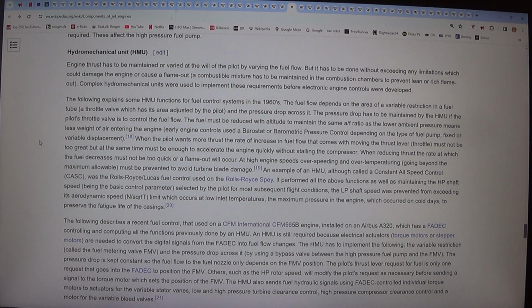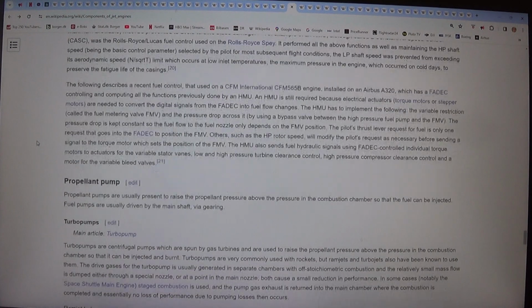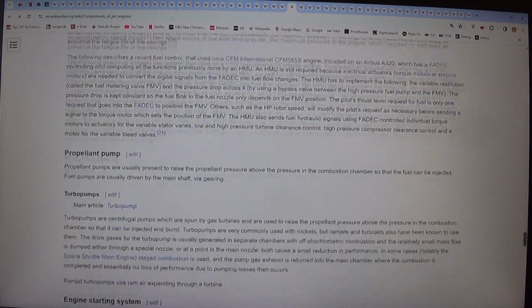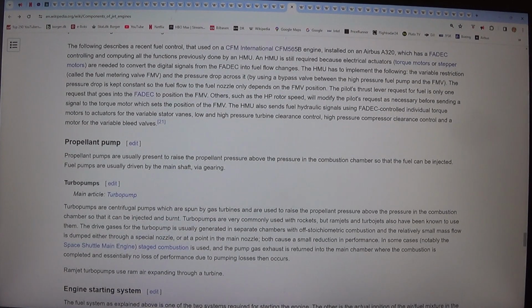The following describes a recent fuel control that is used on a CFM International CFM56-5B engine, installed on an Airbus A320, which has a FADEC controlling and computing all the functions previously done by an HMU. An HMU is still required because electrical actuators, torque motors or stepper motors, are needed to convert the digital signals from the FADEC into fuel flow changes.